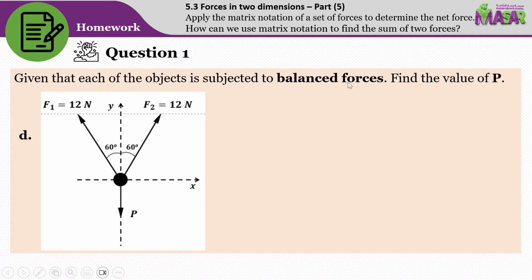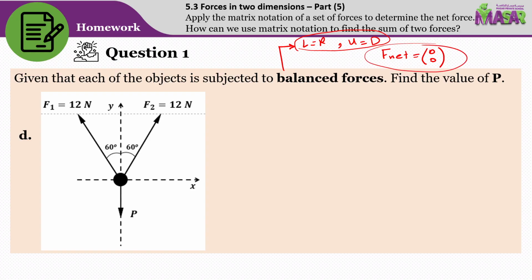Now, in this question again, we are dealing with balanced forces. Let me remind you that balanced forces means left equal right, up equal down, and this can be described using the matrix notation as F net is equal to 0, 0. So we can use this approach to solve this problem or even that approach. I'm going to use both of them independently, and it's up to you to choose the suitable one.